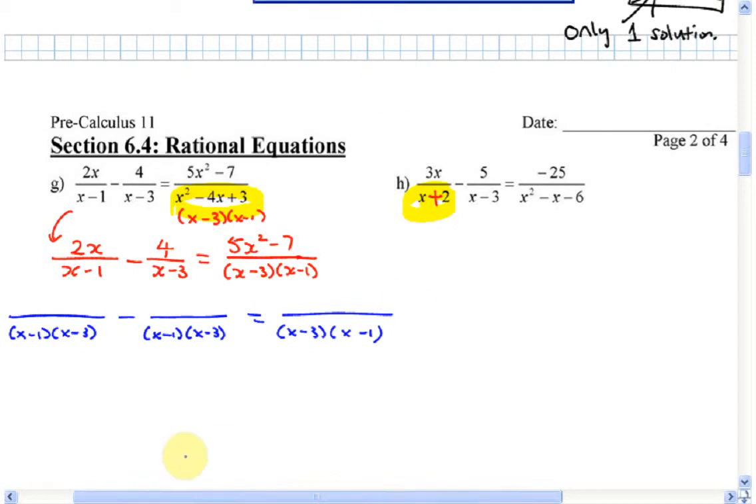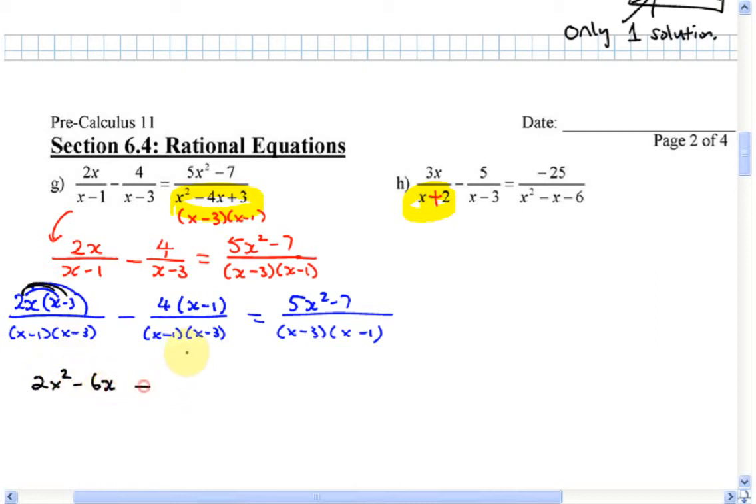So let's go. I'll quickly say that the factor I'm missing for this one is the x minus 3. This one I'm missing x minus 1. And this one over here I'm not missing anything. Equate your numerators. 2x squared minus 6x. Okay, ladies and gentlemen, this part's tricky right here. This minus sign applies to everything inside the bracket. So I'm going to put a bracket around there. So I get 4x minus 4.